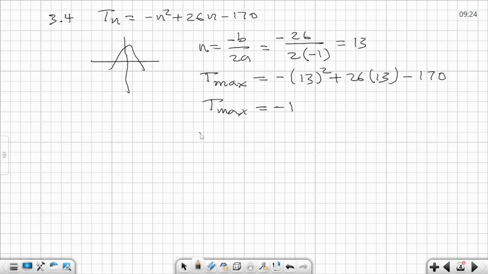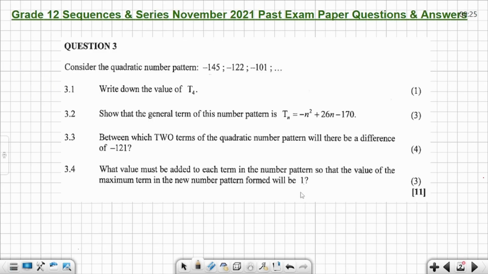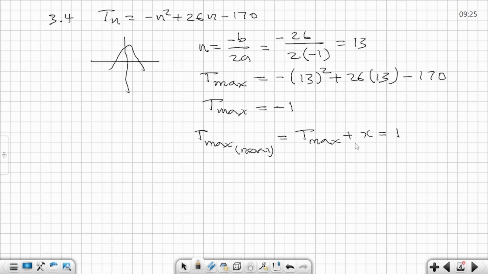So now, let me write it like this. T maximum new will be the old maximum value plus some value. Let's call that value X. It must be equal to 1 according to the request here. So you want to find how much you must add to the old maximum value so that you have 1. So you have your maximum value plus some value and you must get 1.